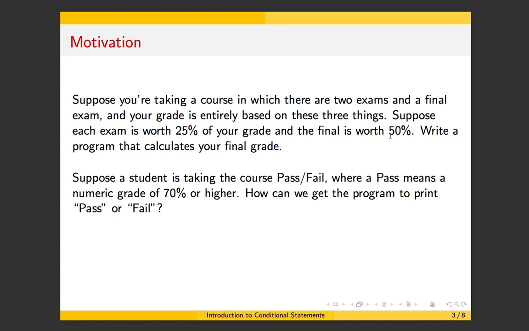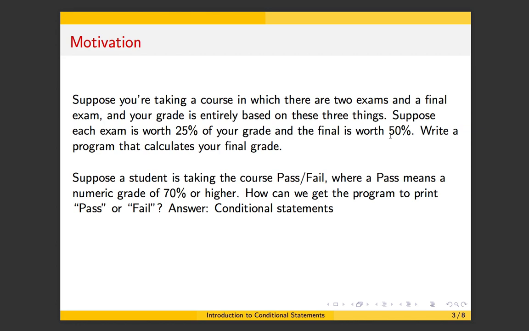Suppose that you're taking the course pass-fail, where pass means that you get a final grade of 70% or higher, and then a fail, of course, would mean getting less than 70%. What we would like to do is get the program to print to the screen either pass or fail, depending on what kind of grade you get. So now the program is not going to merely print your final grade. We also want the program to be able to tell you whether you have passed or failed. So what kind of schematic would that look like? I mean, what kind of thing would you need to do that?